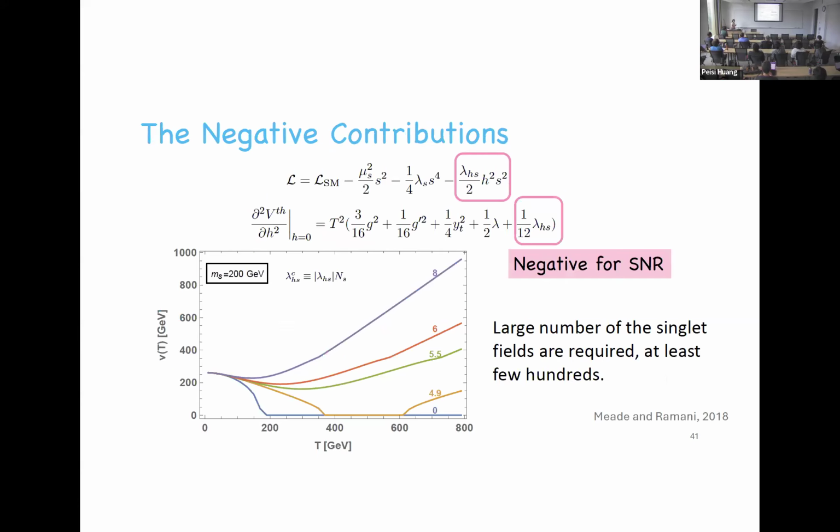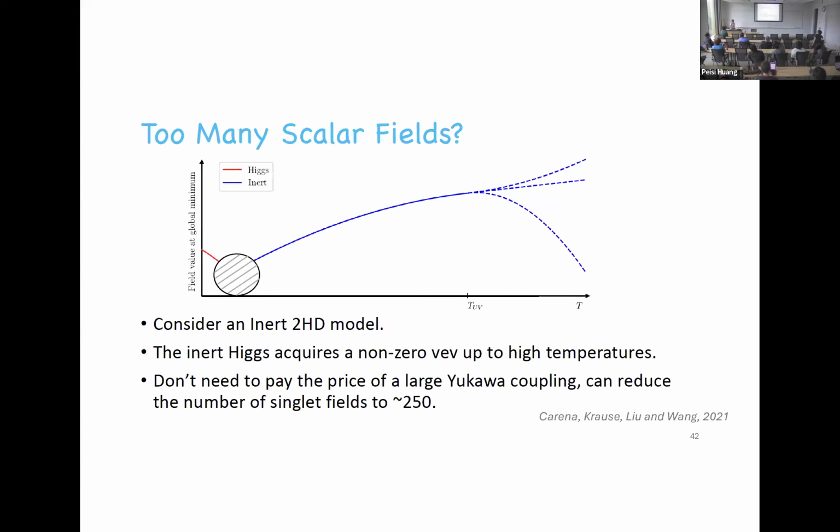A simple example is to just add a negative contribution, a negative portal coupling here. Then we have a negative contribution, and that leads to symmetry non-restoration. One thing you may not like about this picture is that it requires a large number of singlet fields for electroweak symmetry non-restoration. Typically it's around a few hundred singlet fields, and we don't like that many singlet scalar fields.